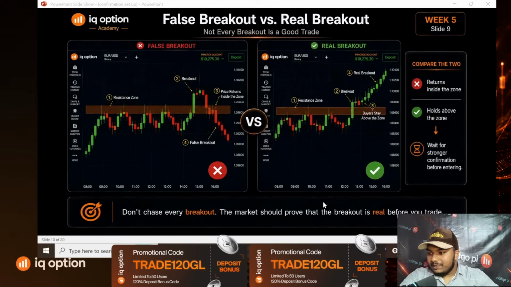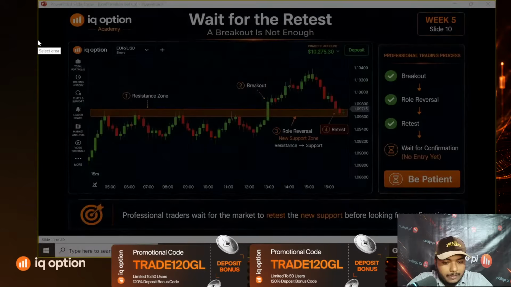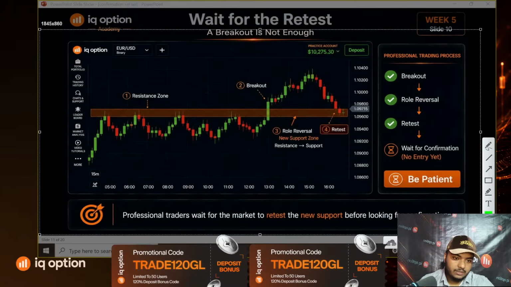So guys, let's move to the next topic. Our next topic is: wait for the retest. As we already discussed, always wait for the retest. If you want to trade on a breakout, then you have to wait for the retest. But I have to give you conditions here. Let me explain this one, then I will give you some conditions for when you can trade on the retest and when you don't. So this is a resistance area.